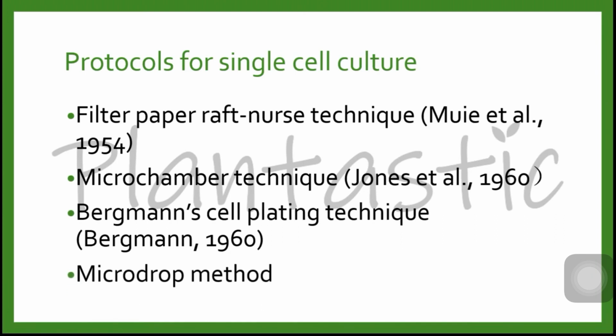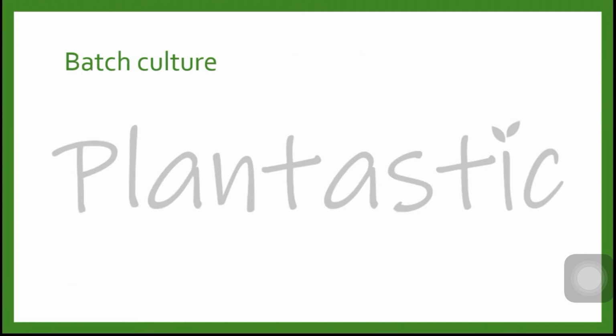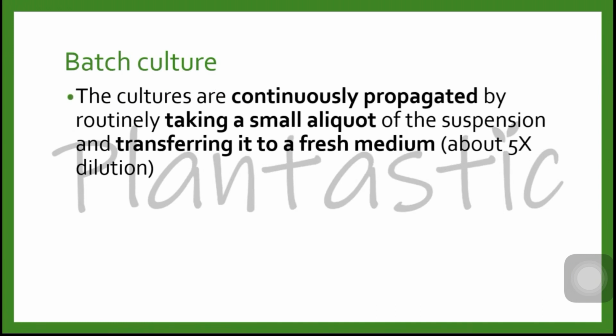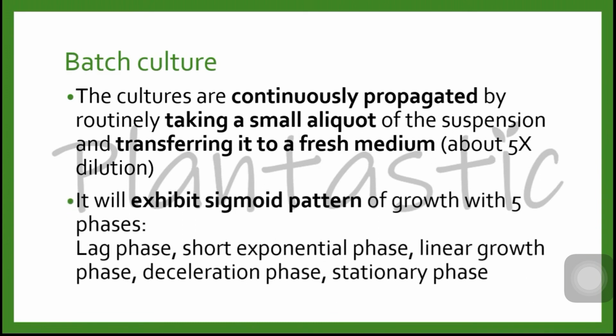and microdrop method. Alright, for the batch culture, the cultures are continuously propagated by routinely taking a small aliquot of the suspension and transferring it to a fresh medium, which is about 5 times dilution. You will exhibit the sigmoid pattern of growth with 5 phases, which are lag phase, short exponential phase, linear growth phase, deceleration phase, and stationary phase.